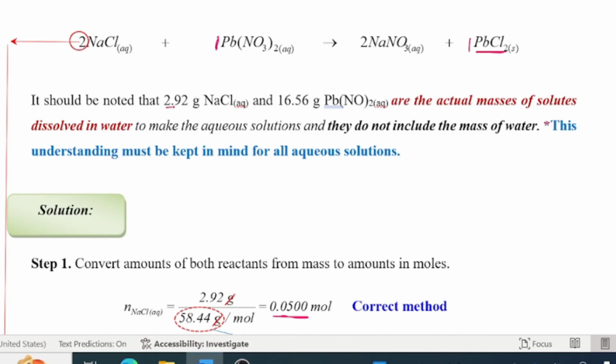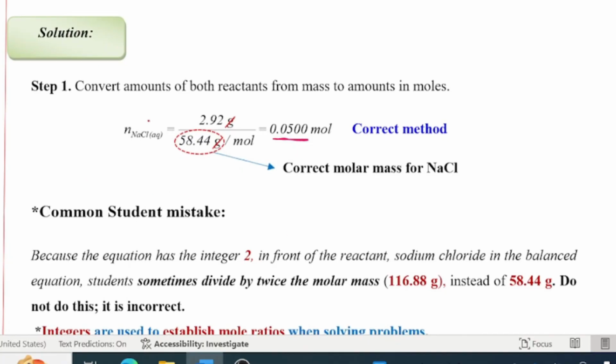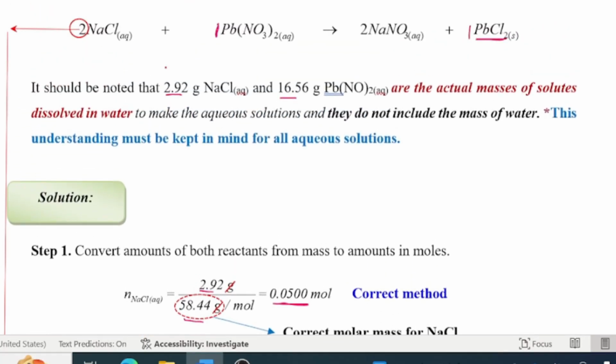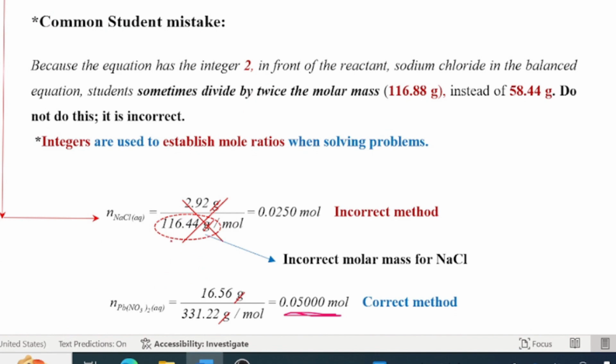Now that is the mass of sodium chloride, that is the mass of lead nitrate. Now if you want to find the number of moles, you take the mass, that's sodium chloride here, and this is the molar mass for sodium chloride. Let me point out something that students will do sometimes. When they do this division here, because they're seeing a 2 here, listen to this. This is what they'll do when they want to find the molar mass. They will take twice the molar mass of sodium chloride, which is erroneous.